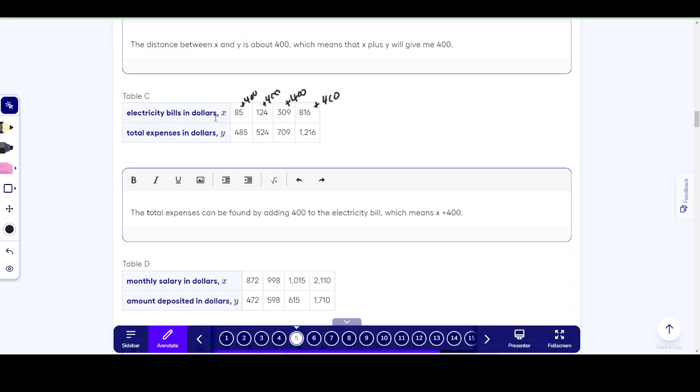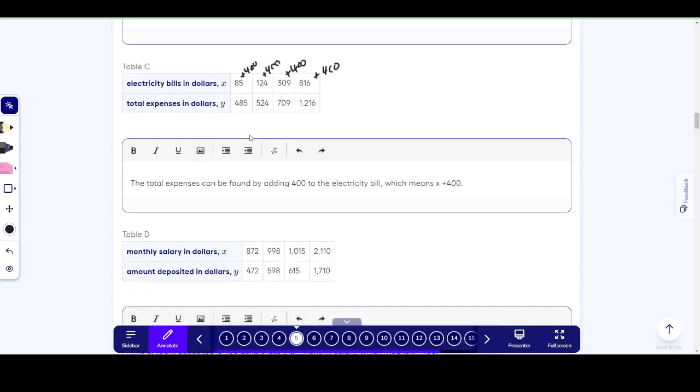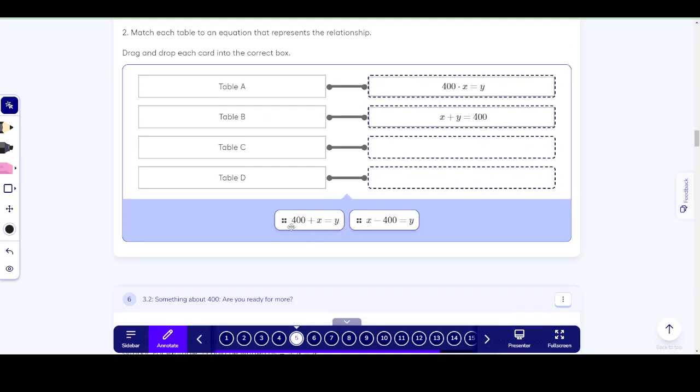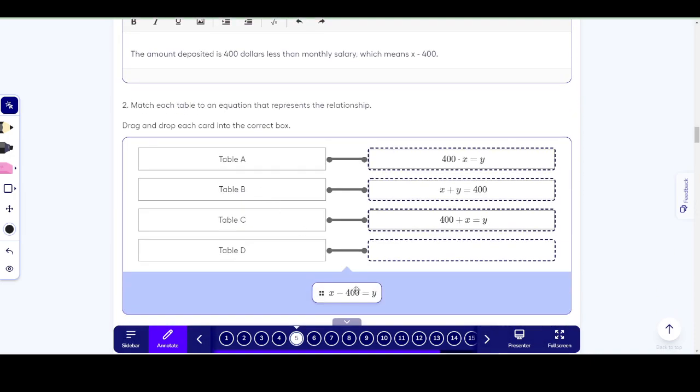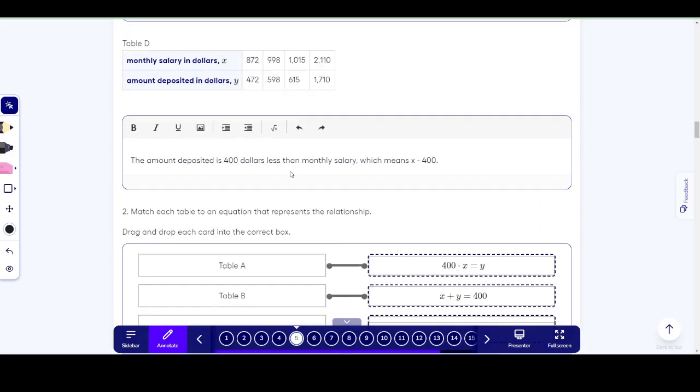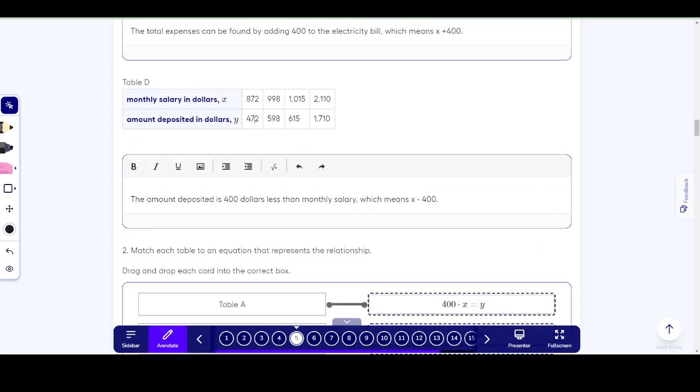The next one, part C, the electricity bill. It looks like you're taking 850 plus 400, and that'll give you Y. So it'll be this one, 400 plus X equals Y. And then last but not least, every time you subtract 400, and that's what our equation is. Very simple, nothing crazy about that. So we're just translating what X does to get Y.